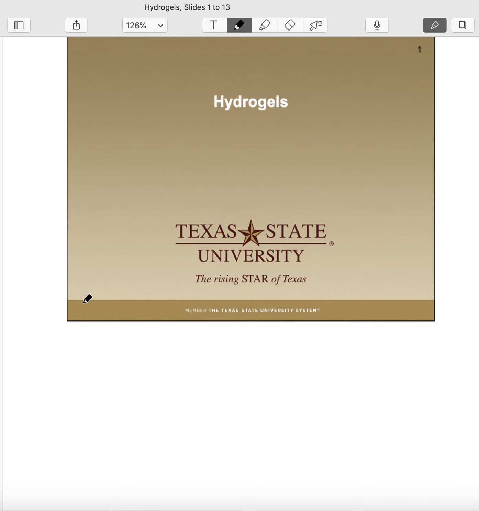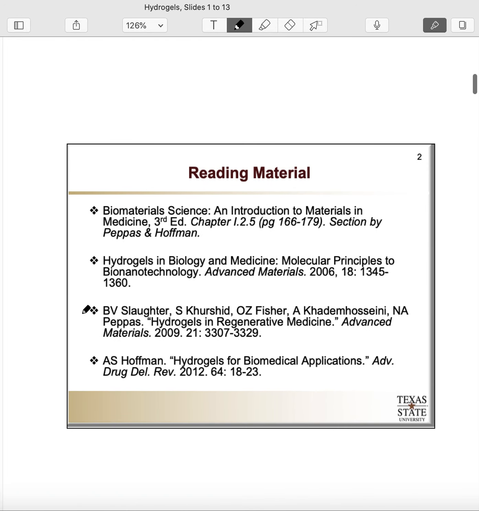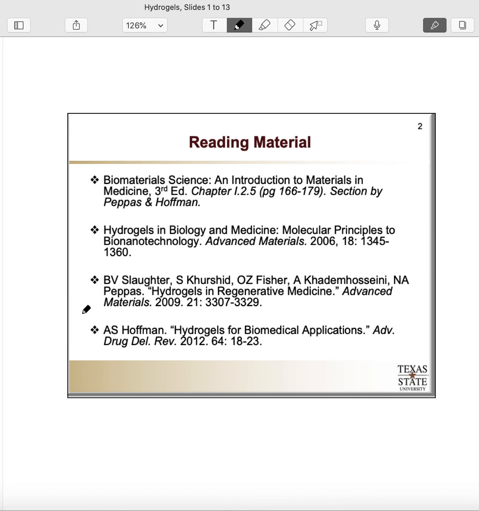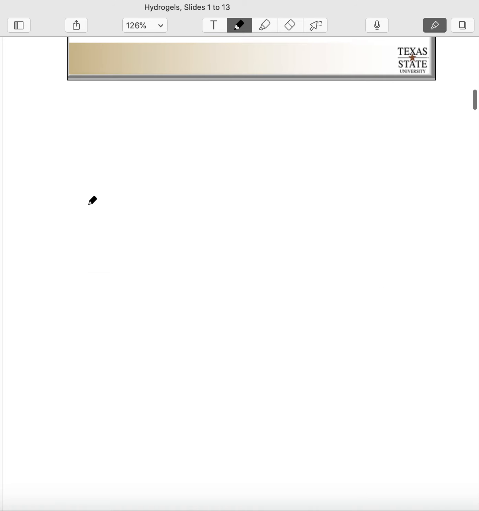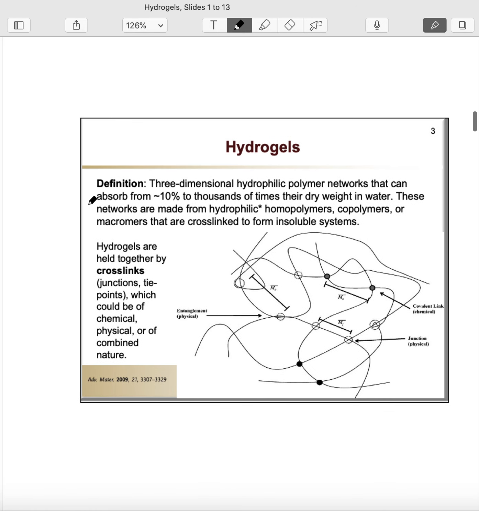We're going to be focusing on the introduction to the concept of hydrogels, as well as going a little bit in depth into physical hydrogels. So first of all, this is some suggested reading material. I have posted all of these papers in the track site. And in addition to that, I recommend that you read a section of the biomaterial science book that focuses on hydrogels. All right, so first of all, what are hydrogels?